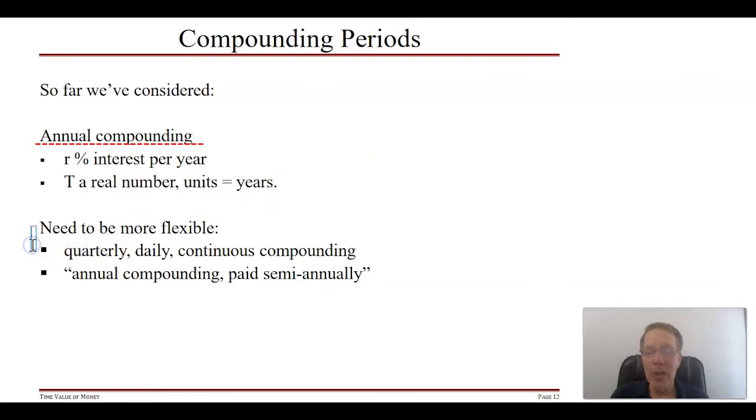But now we're going to get more real worldly, and to do that, we need to be more flexible. So we've got to consider quarterly compounding, monthly compounding, daily compounding, maybe even what's called continuous compounding. And we're going to have to consider other weird things like this, annual compounding paid semi-annually. Okay, so let's see what is up with all this.